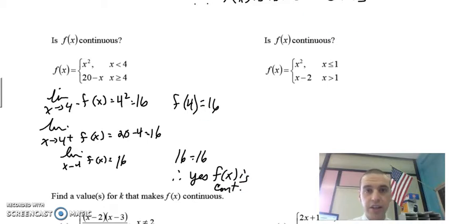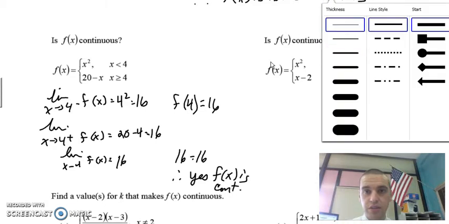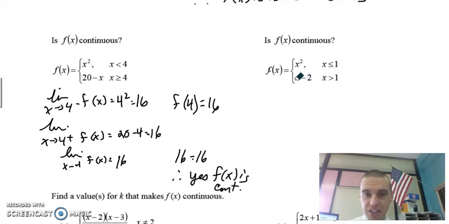Now looking over here, I'll change colors. Looking over here is a continuous, yes, polynomial, yes, linear function, so we're good. We need to prove that it's continuous at x equals 1. That's the goal here. So we're going to go limit as x approaches 1 from the left of f of x. That's looking at 1.